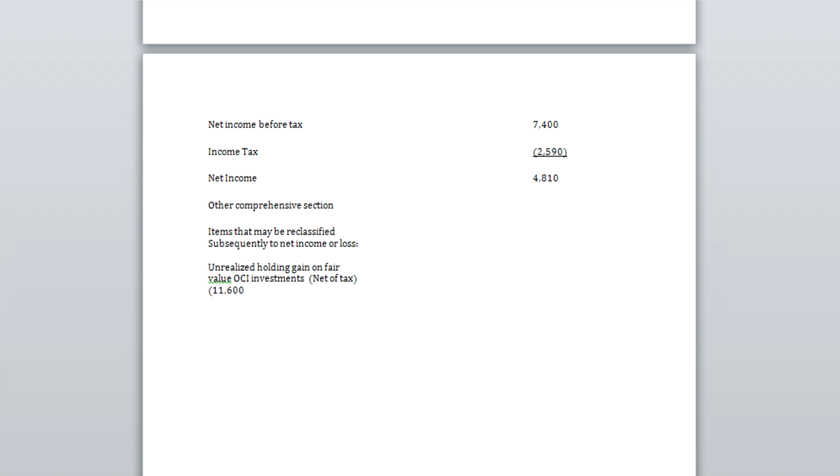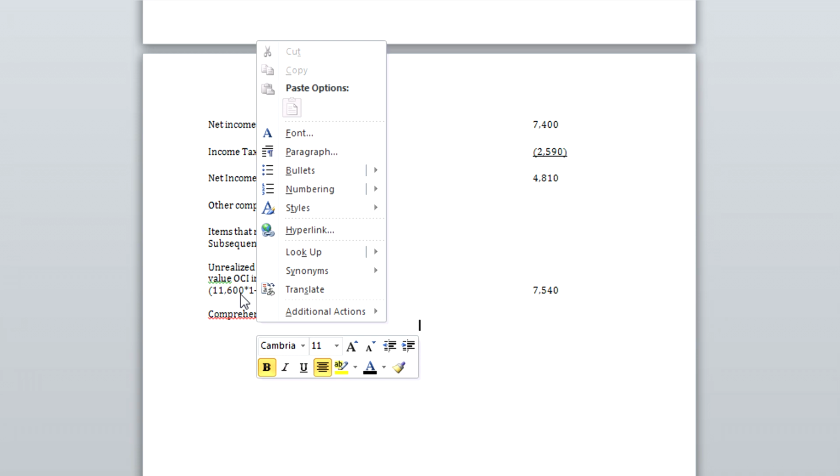We have to report it net of tax, which means we're going to take the pre-tax number, $11,600, and multiply it by 1 minus the tax rate. Which is basically the same as doing $11,600 multiplied by 0.65. If we do that correctly, we'll end up reporting this unrealized holding gain at a value of $7,540. And it's a holding gain, right? So it's a positive number. And that concludes the other comprehensive income section. All that is left to do then is to calculate comprehensive income. So comprehensive income equals, oops, let me fix that right there.